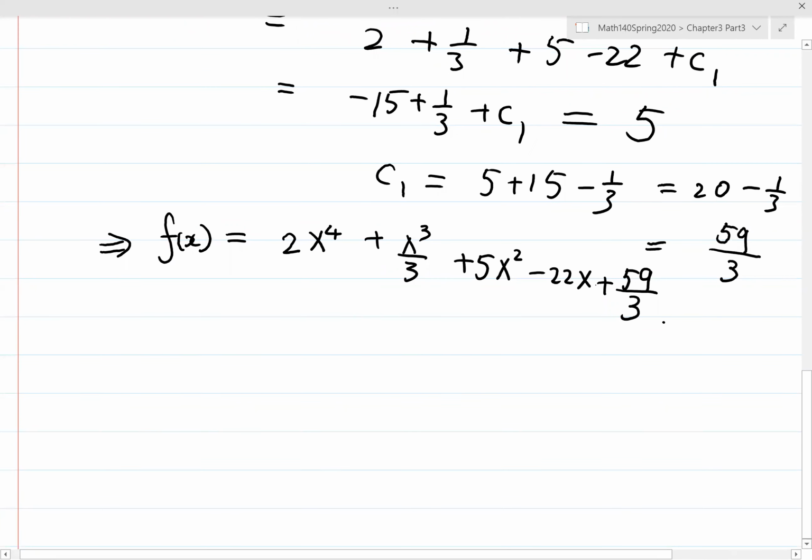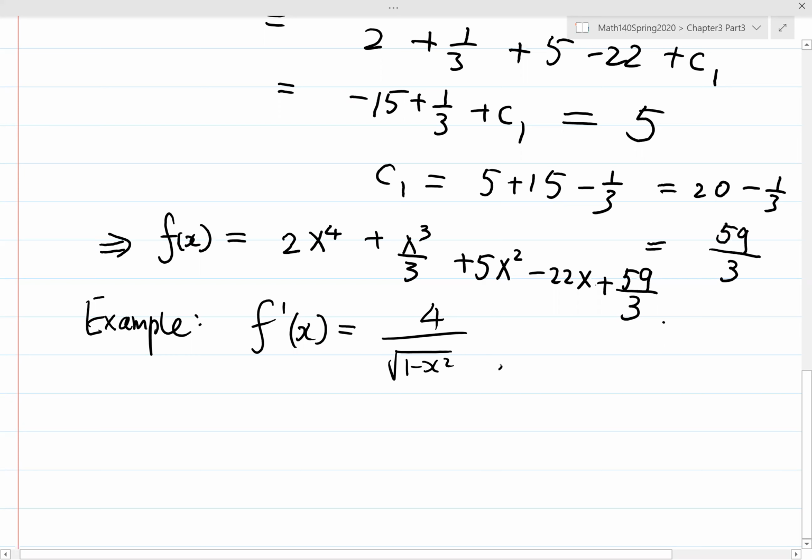Okay, example. F prime x is 4 over the square root of 1 minus x squared. F of 1/2 is y. Find fx.